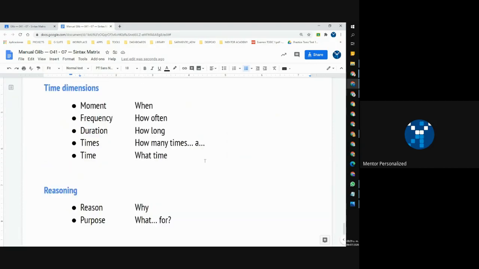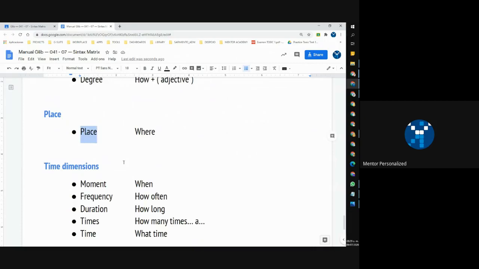Very expensive. And then we have place. What is the question word asking for place? Where? Ask me the place I live. Where are you from? No, not my origin. The place I live. Where are you? No, my location, the place I live.